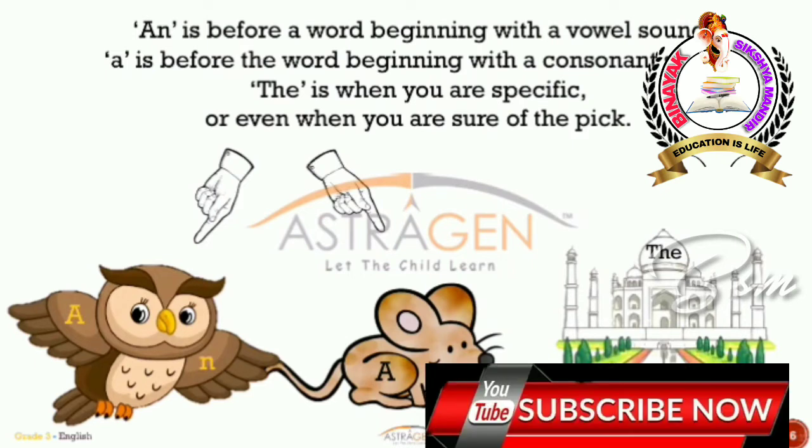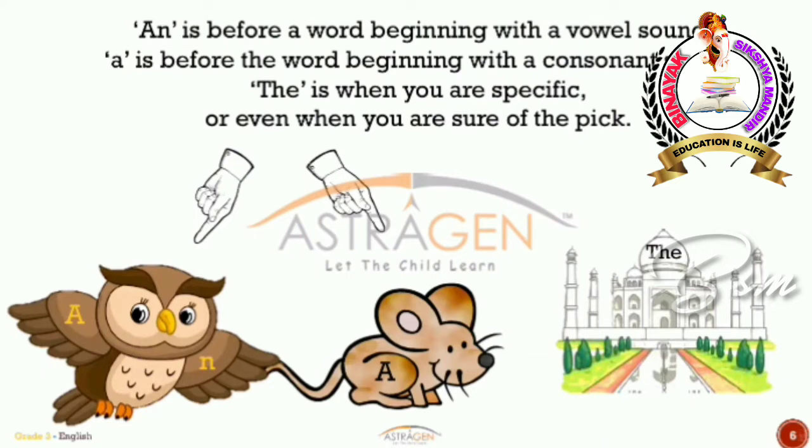Now look at me using these two in another sentence. The owl is flying fast to catch the mouse for its dinner. So children, first, when I was going to introduce the owl and the mouse, I used an and a. But in the next sentence, when I had already told you about the owl and the mouse, I used the and not a or an, because I am sure I am talking about that particular owl and that particular mouse.